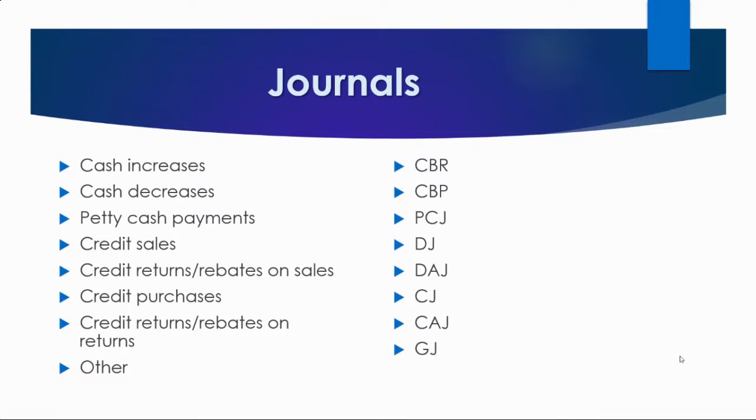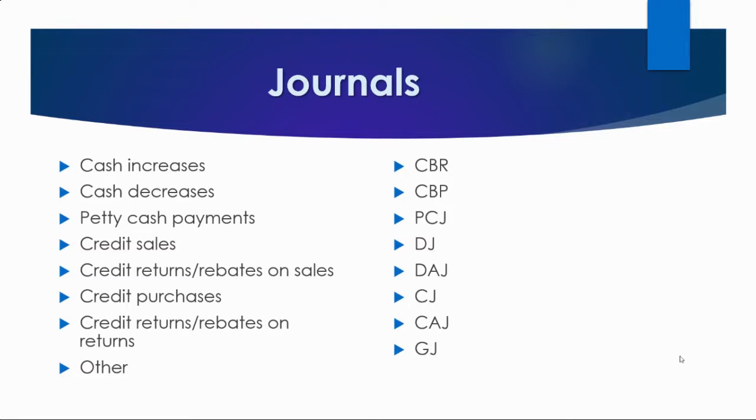rebates on sales goes to your debtors allowance journals. Your credit purchases goes to your creditors journals, and your credit returns, rebates on returns will go to your credit allowance journals. Now remember, debtors allowance and credit allowance journals is the returns that were captured in those respective journals previously. So if it was captured in the debtors journal, it would go to a debtors allowance journal. If it was captured in the creditors journal, it would go to the creditors allowance journal.